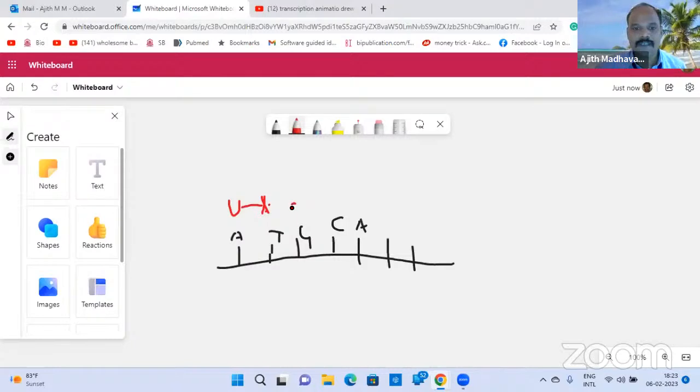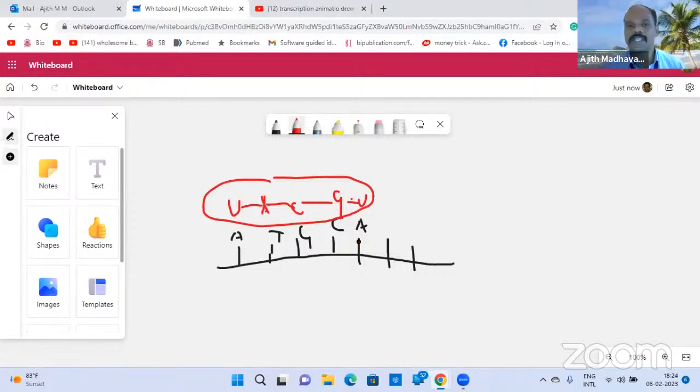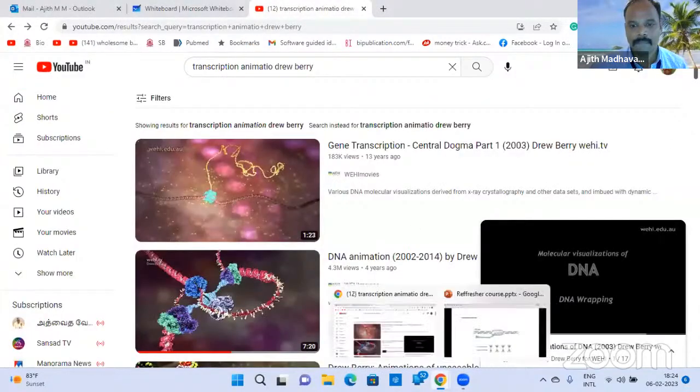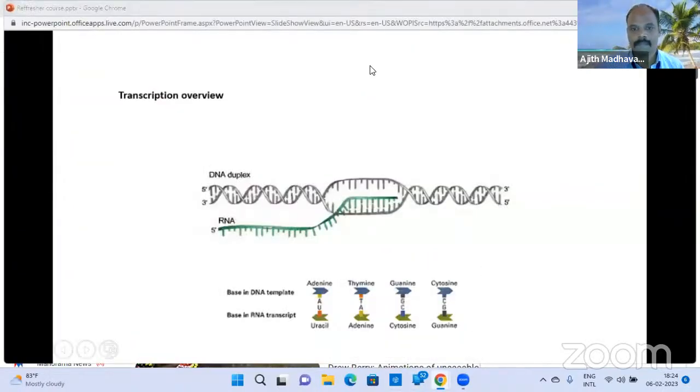Then a C will be added, it will be connected. A G will be added, it will be connected. A U will be added, it will be connected. Now you can see this is the RNA molecule and this is the DNA molecule. This is how it is synthesized. Hope you understood. If you have any doubts, save it as a question. We'll try to answer that.